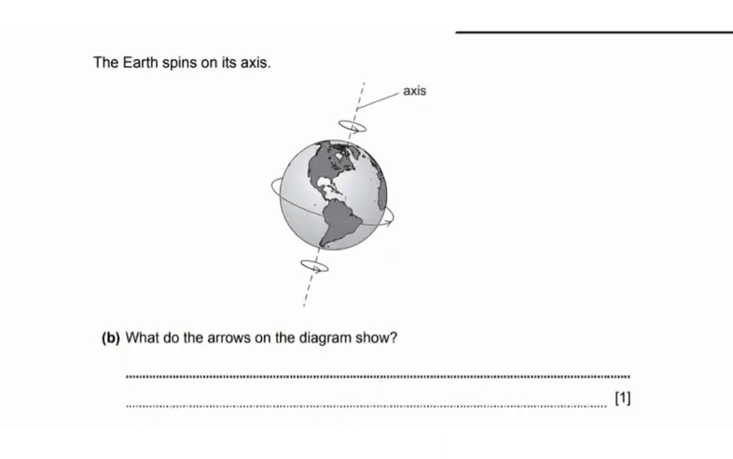So this is question B. The Earth spins on its axis. What do the arrows on the diagram show? This one and this one. 10 seconds from now.